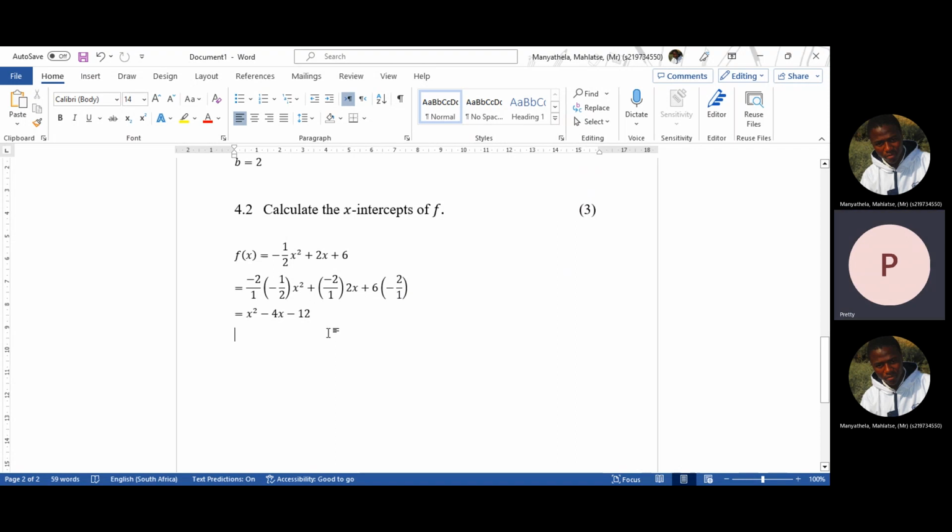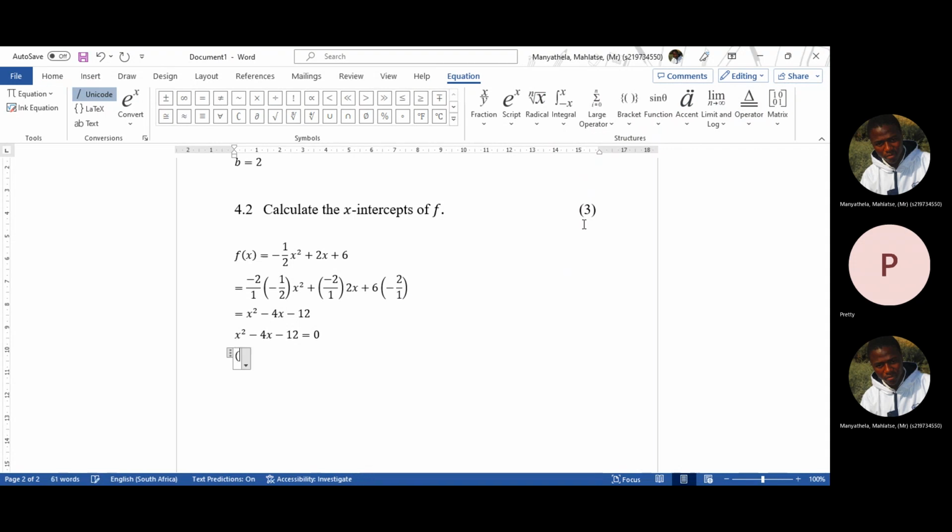So now we find the equation and factorize. To find the x-intercepts, you take the equation of f and equate it to 0. We both know that x-intercepts are where y equals 0. So we equate it to 0, then from there, if I factorize it, you know what to do, or use the quadratic formula.